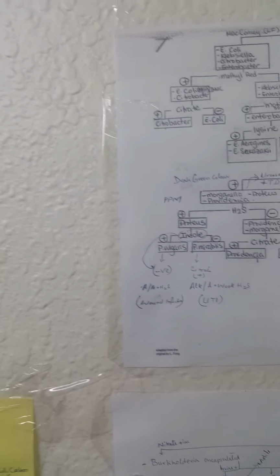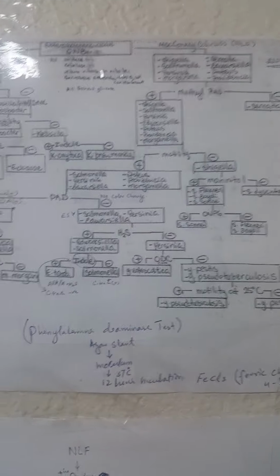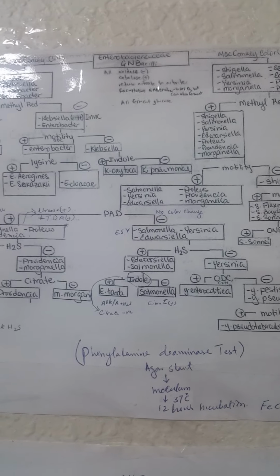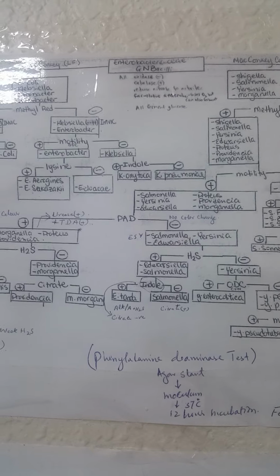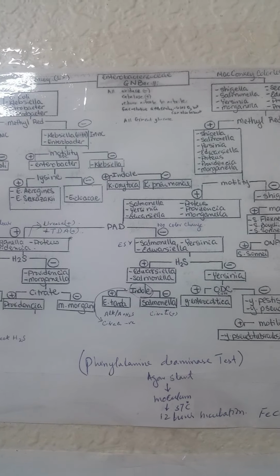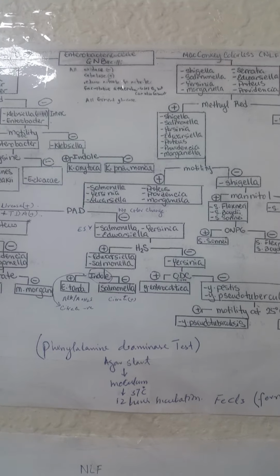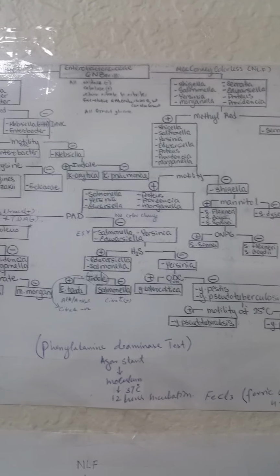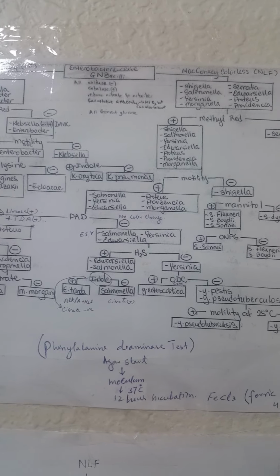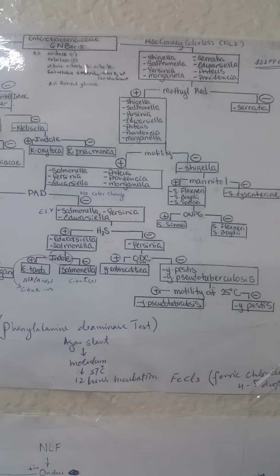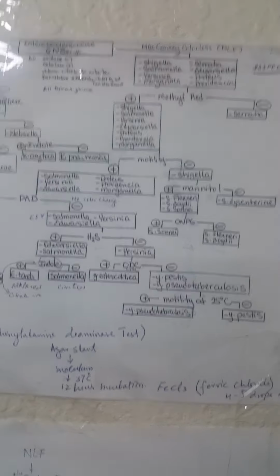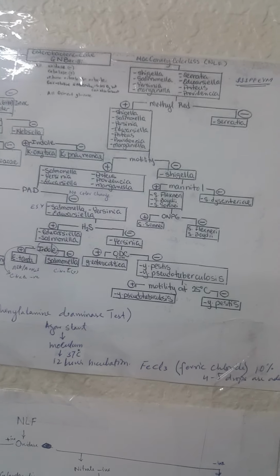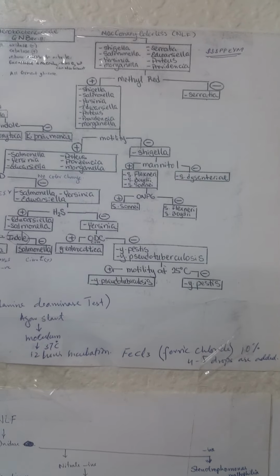Further, in this chart we go to the PAD negative organisms, which are Salmonella, Edwardsiella, and Yersinia, which we can differentiate on the basis of H2S production. Edwardsiella and Salmonella are positive for H2S, and Yersinia is negative for H2S production. Yersinia enterocolitica is positive for ODC, and Yersinia pestis and pseudotuberculosis are negative for ODC. Further, pestis and pseudotuberculosis can be differentiated on the basis of motility at 25 degrees centigrade, where pseudotuberculosis is positive for motility and pestis is negative.